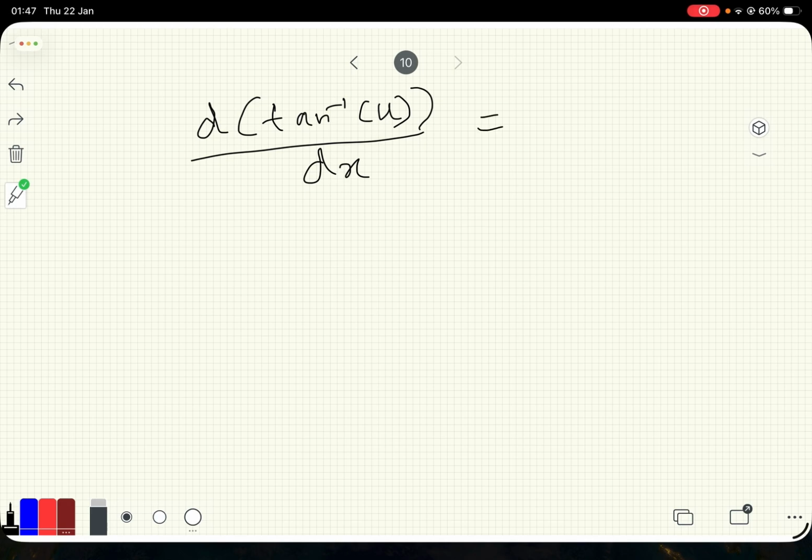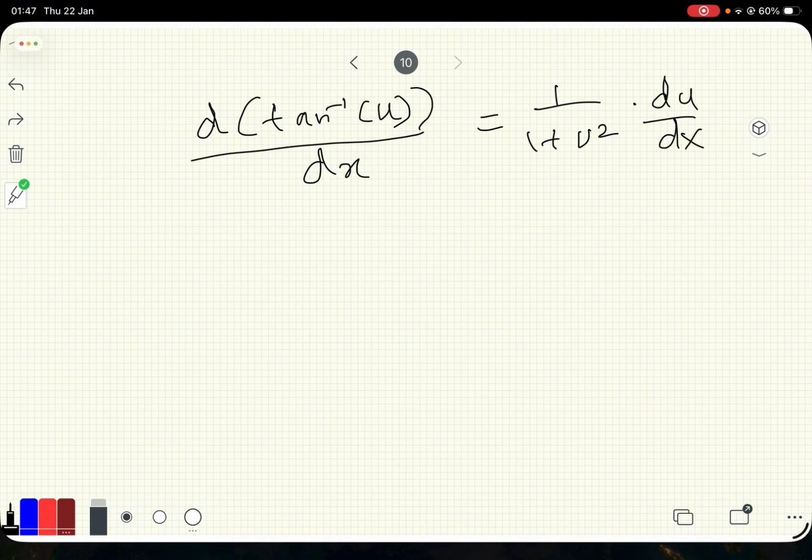Okay. So for example, what is our powerful form? Let me write that powerful form again. The derivative of tan inverse of something, which I denote as u, with respect to x is equal to 1 over 1 plus u squared, times du over dx.